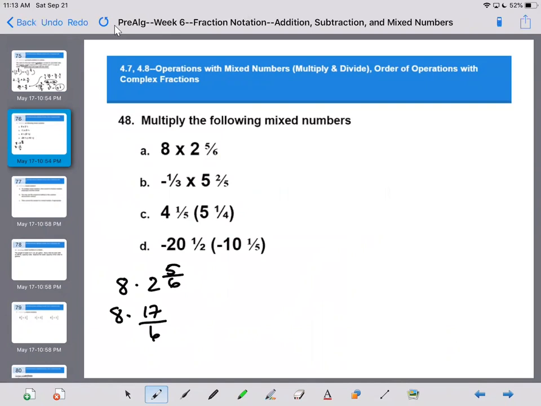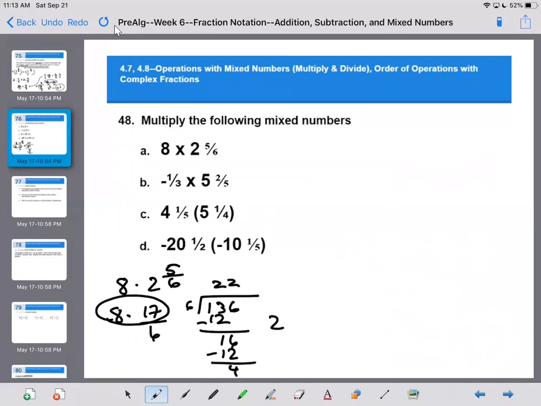And then you can multiply 8 by 17 and then divide that by 6. So 8 times 17 is going to be 136, and you're going to divide that by 6. So that'll go twice, and 6 times 2 is 12. So 22 and 4/6, and 4/6 can both be divided by 2, so 2/3. So both of those are the same.